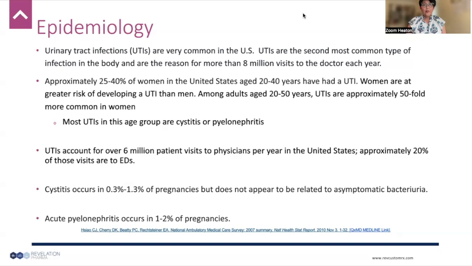Approximately 25 to 40% of women in the US aged 20 to 40 years have had a UTI, and women are at greater risk of developing a UTI than men. And among adults aged 20 to 50 years, UTIs are approximately 50-fold more common in women. And most of the UTIs in this age group are cystitis or pyelonephritis.